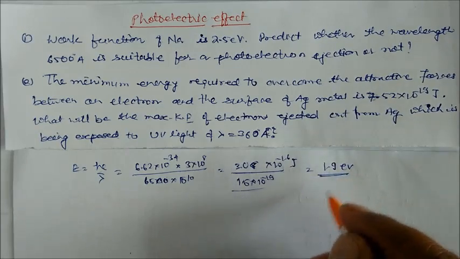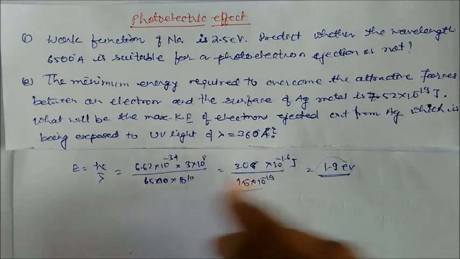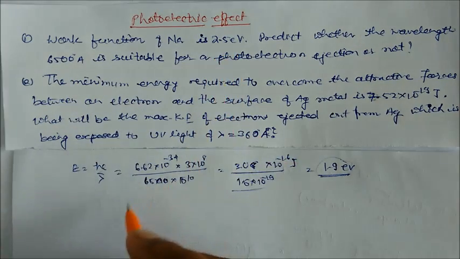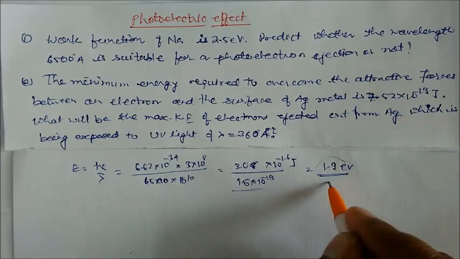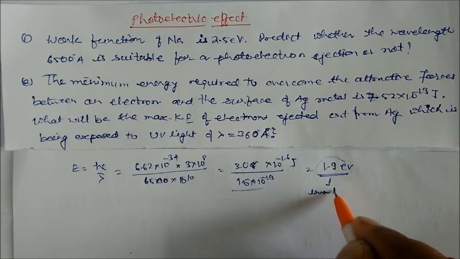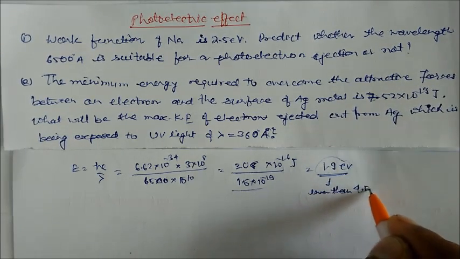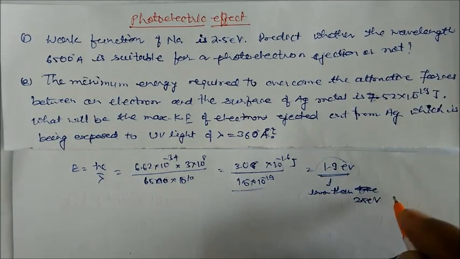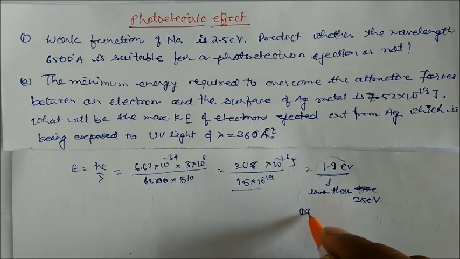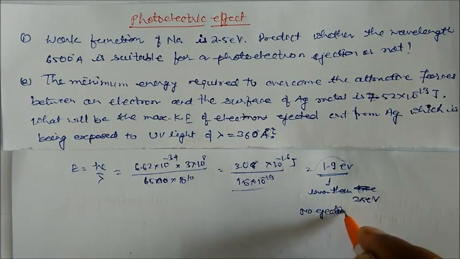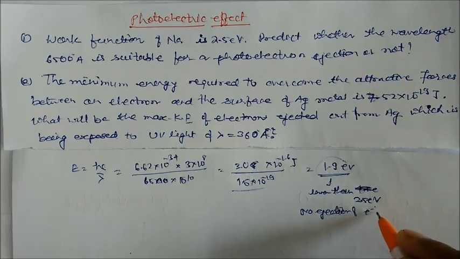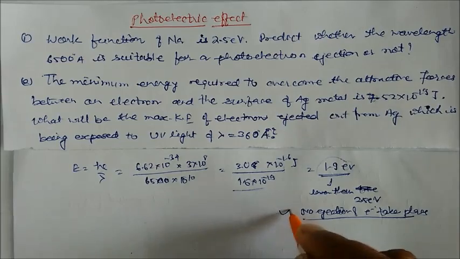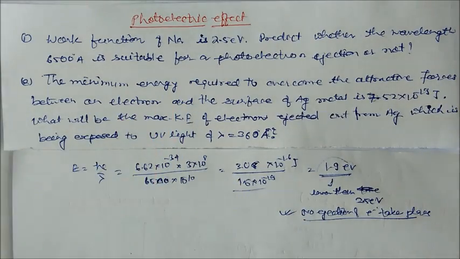So we can compare here. 1.9 electron volt is lesser than 2.5 electron volt. So that is what will happen. Since this is lower than 2.5 electron volt, what will happen? No ejection of electrons takes place. So this is basically our answer to this question.